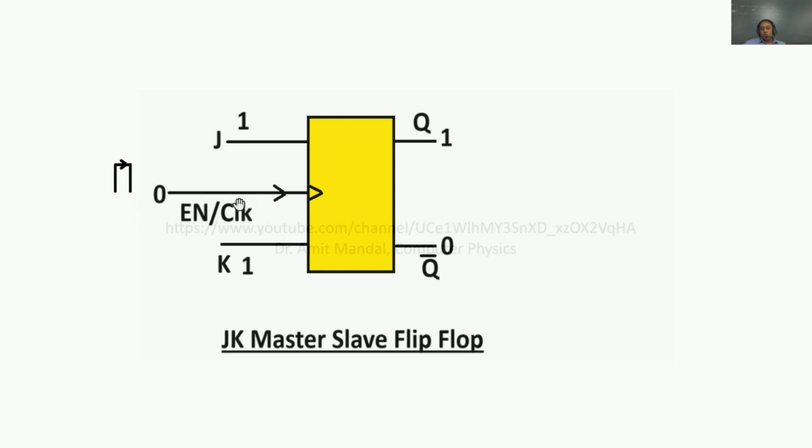So if a complete clock signal is provided to this clock input, meaning 0 to 1 and then back to 0, the outputs will be changed. If one more complete clock signal is provided, the outputs will again change from 1 0 to 0 1.